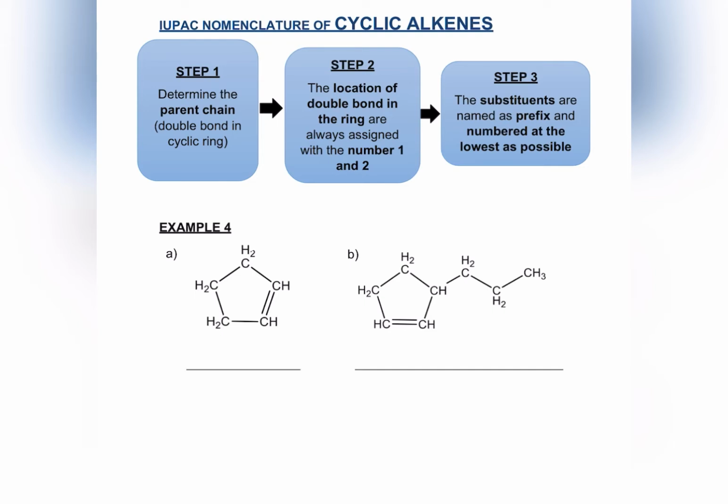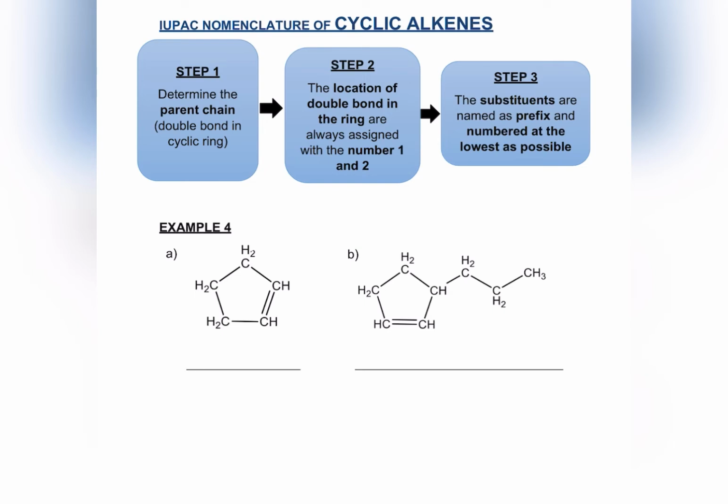Basically, if you want to give the name for cyclic alkenes, you have to make sure that the structure for the parent chain has the double bond in the cyclic ring. And step 2, you have to determine the location of the double bond. The double bonds in the ring are always assigned number 1 and number 2 because that is the lowest possible number. The rest of it, put the substituents as prefix with the lowest number possible.